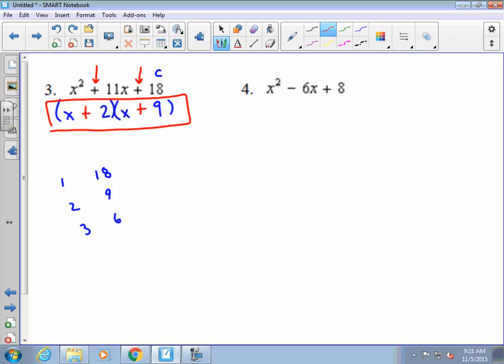Next, x squared minus 6x plus 8. When you factor this one out, you're going to do it the same way, x times x. Your c values are 1 and 8, and 2 and 4. Which pair gets you to the number 6 in the middle? Again, 1 and 8 will get you to 7 or 9, not 6. So 2 and 4 is the only pair that works. This sign says they're the same sign, and this one says they're both minus. Minus 2, minus 4.